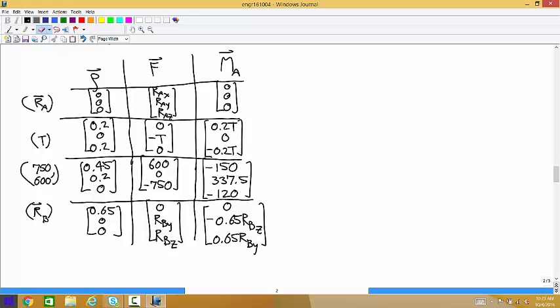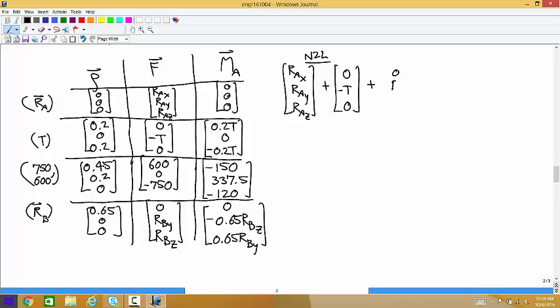And so now we can go to Newton's second law. It says RAX, RAY, RAZ plus 0, negative T, 0. I'll put this one over in the constants. So 0, RBY, RBZ is equal to, if I'm moving this to the other side of the equation, no, don't do that. I'm just going to add it in.